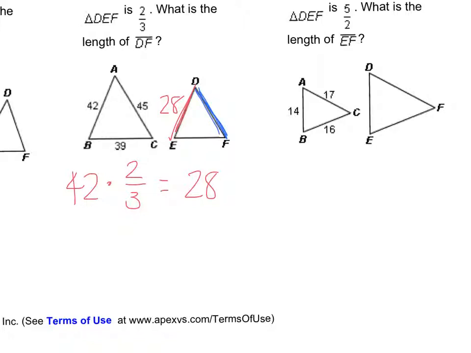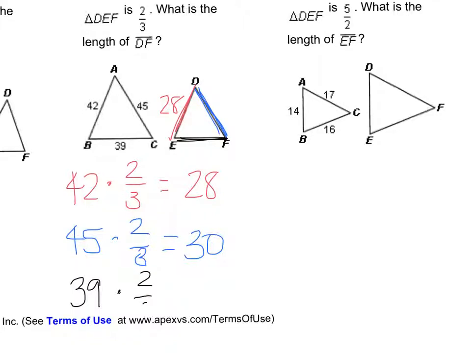Then I'm going to go with DF. Well, to find DF, that's the same as side 45. So I'm going to multiply 45 times 2/3, and I'm going to get 30. And then I'm looking for EF, so I'm going to take 39 and multiply that by 2/3, and I'm going to get 26. So my side lengths of DEF are 28, 30, and 26.